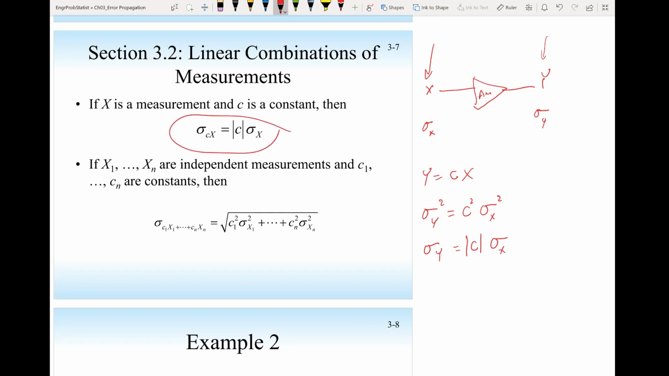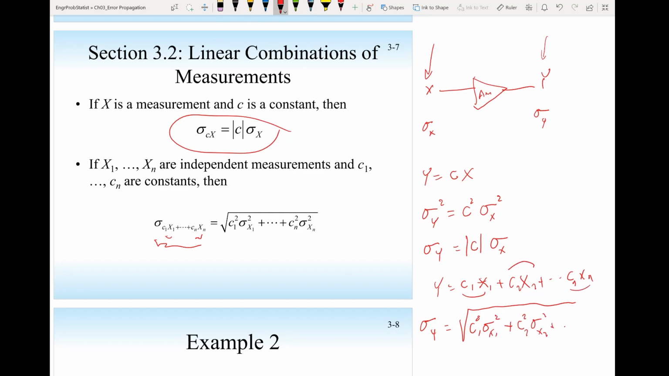Now in general, if you have random variables x1, x2, up to xn, so in this case Y is C1 x1 plus C2 x2 plus up to Cn xn, and I need to find the standard deviation of Y. That will be the square root of the variance of this one plus the variance of this one and so forth, up to the variance of this one. And that will be the standard deviation of the random variable Y.